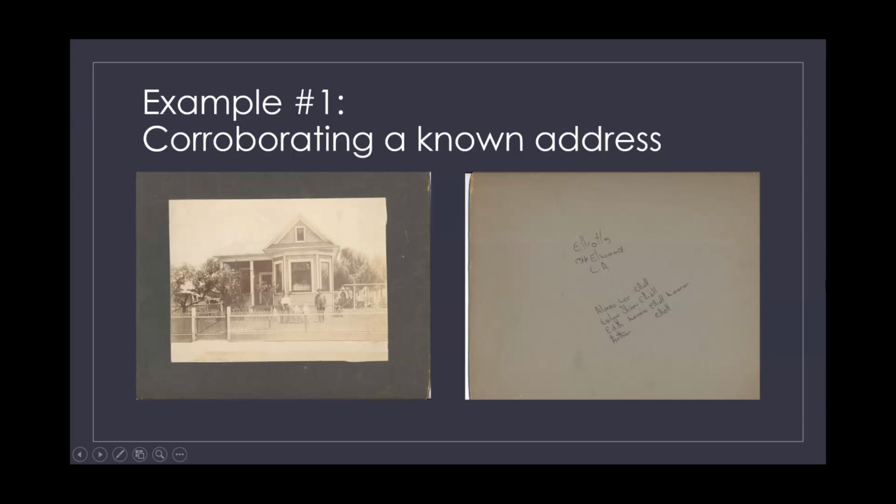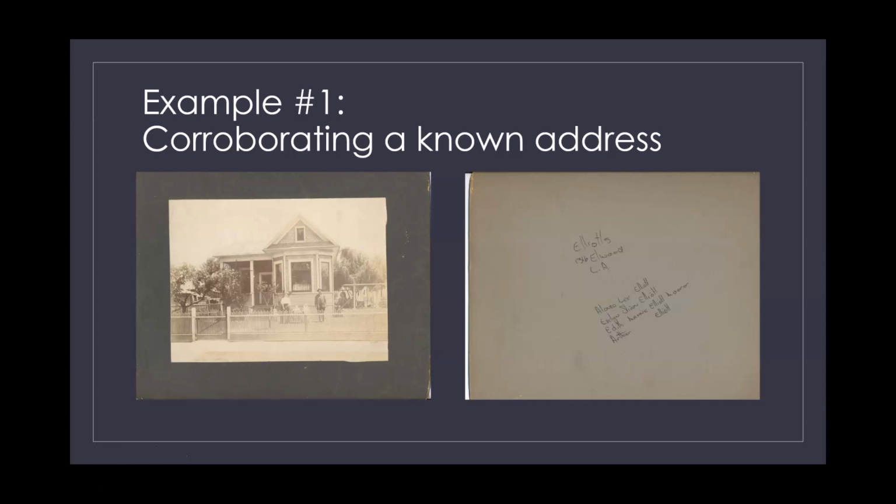Example number 1, corroborating a known address. This photograph comes from the Meld LA archive, and it shows a photograph of a family standing in front of a house. You can see that the building is 1 story. It has a bay window, a front porch, and there's probably a building behind or adjacent to it. The back of the image says Elliott's, 1316 Elwood, LA, and then lists the members of the family.